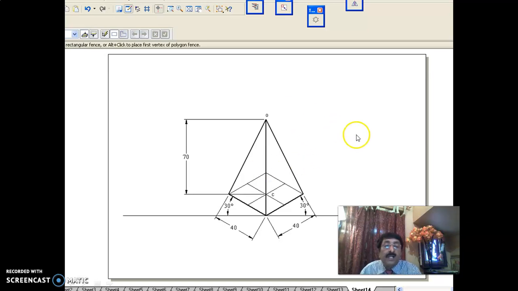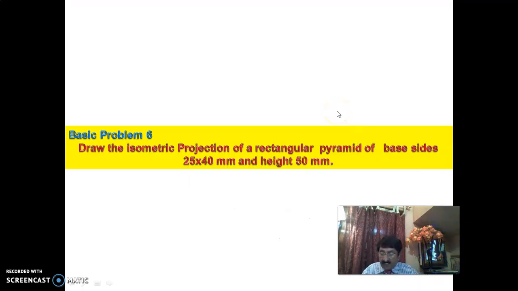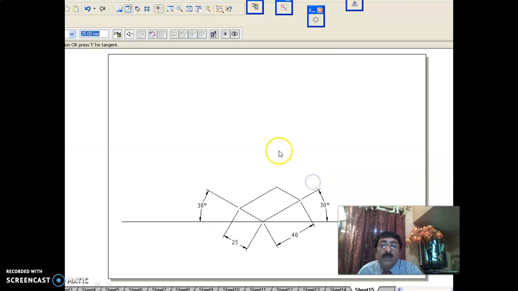Okay. Next, you see problem number 6 here. Draw the isometric projection of a rectangular pyramid of base size 25 by 40 and height 50. It is not a square pyramid, it is a rectangular pyramid. See here, it is 25 by 40, it is not a square. It is a 25 into 40 base and the height is 50. Now you see, what you do, draw a line. Draw 30, 30, 25, 40. Actual dimensions only you take. Then get the center. Mid to mid you draw one line.